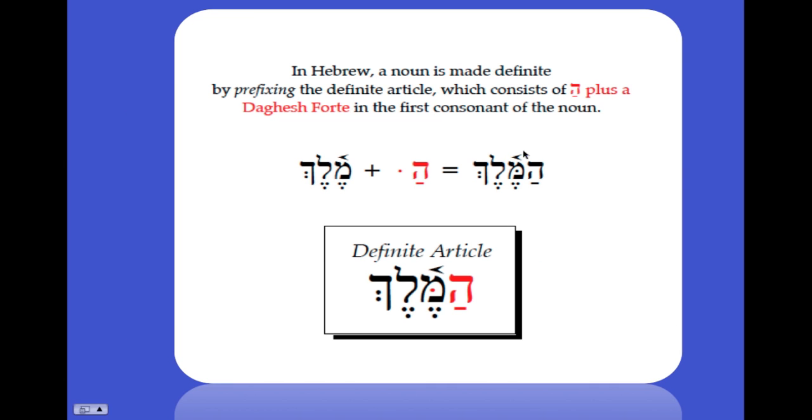So here's an example of how it is prefixed. Notice here you have the definite article, and here's melech, our word for king. Notice when you prefix the definite article to melech, it puts the dagesh in the middle of the mem. You can see this a little bit more clearly down here. And when you see this word, it would be parsed definite article plus noun masculine singular, the king. And Logos is going to separate those out for you.